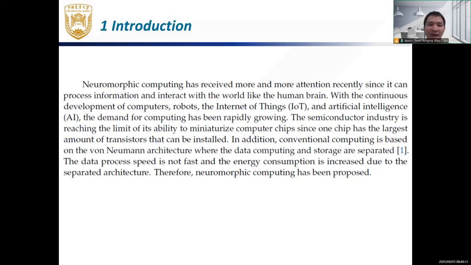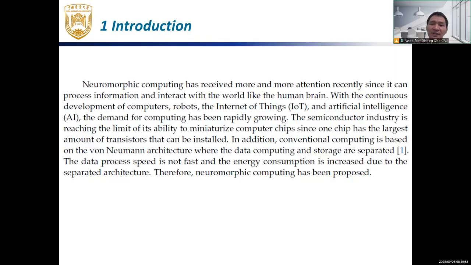AI, the Internet of Things, and computers need the semiconductor industry, which is limited in the ability of computer chips. This is what we call conventional computing. It is based on the von Neumann architecture, where data computing and storage are separated. So this is not very fast, and it needs more energy consumption because of the separated architecture.